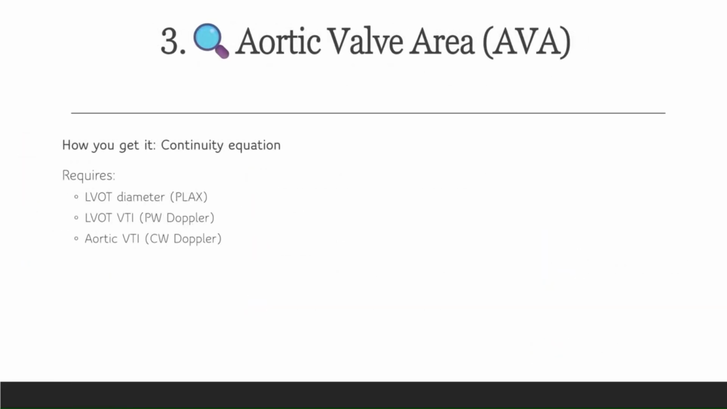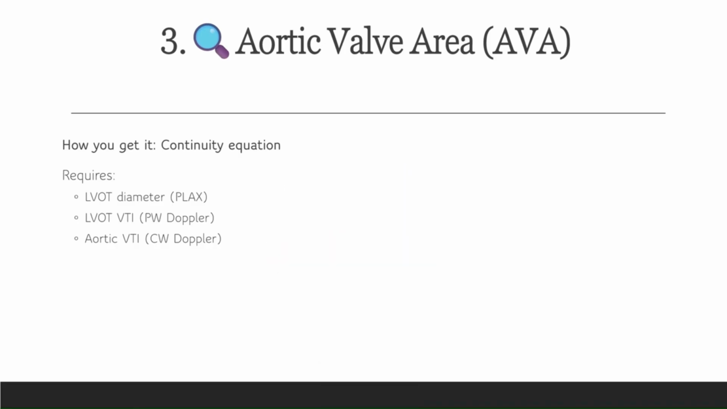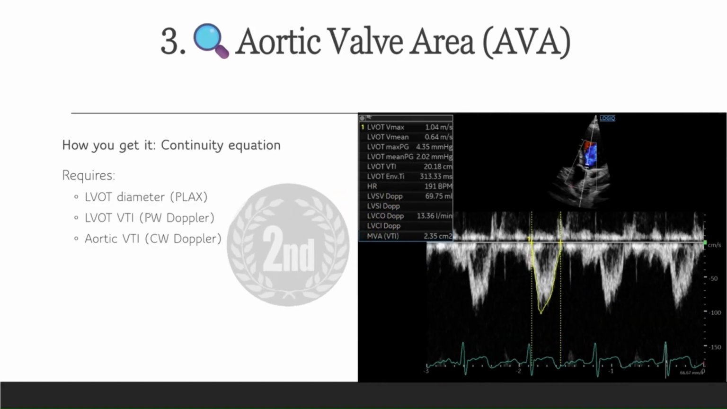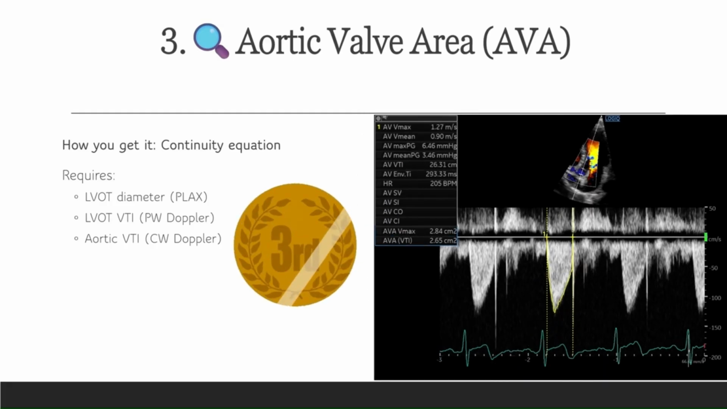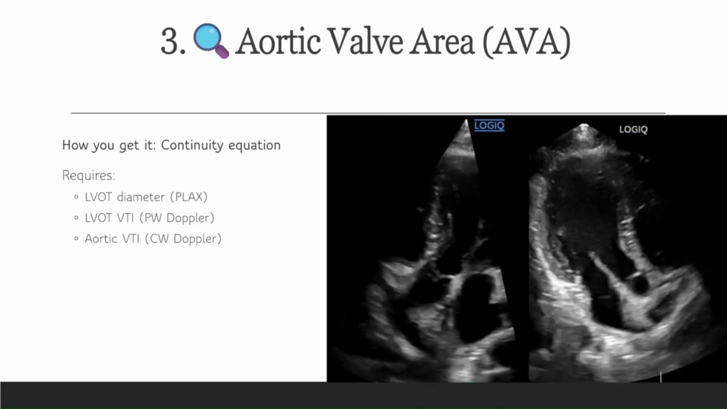Now, the third measurement we take is the aortic valve area. Remember this. In order to get the aortic valve area, the 3 things you need to get are the diameter in plax, you do pulse wave Doppler of the LVOT just below the valve, and you do continuous wave Doppler through the aortic valve. For this you'll have to use multiple windows because you need the highest jet.